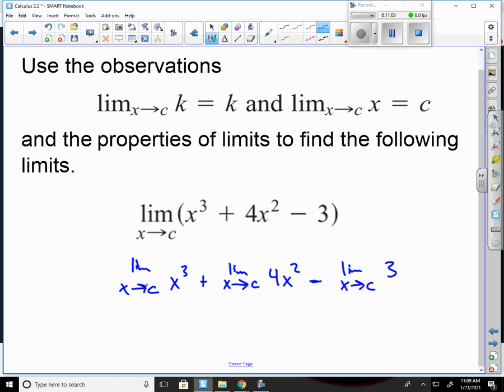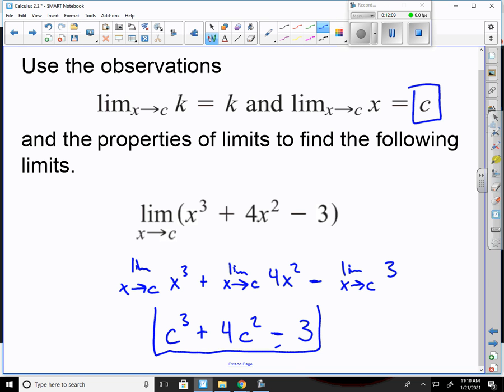So then if I'm looking at the limit as x approaches c of x to the third, up here it tells me that the limit as x approaches c of x is c. So just knowing that, it means that this x is now going to turn into whatever number we would be choosing here. So this would be c to the third power. The second part, by the constant multiple rule, would be 4 times c to the second. Then this third part is the limit as x approaches c of a constant. So that number just stays the same. So that would be minus 3. So that's my final answer.